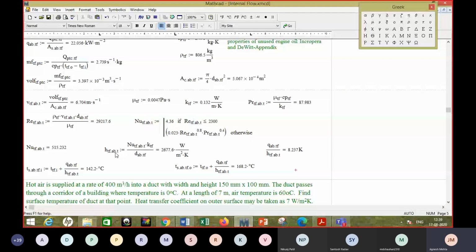So at the inlet, your inlet fluid temperature was how much? 134, right? But how much will be the surface temperature? So you add this 8.237. So the surface temperature is 142.2. And at the exit, your fluid temperature is 160. You add this excess temperature, right? So at the surface, the temperature is 168.2. So this delta T is actually not very high, around 8 degrees.